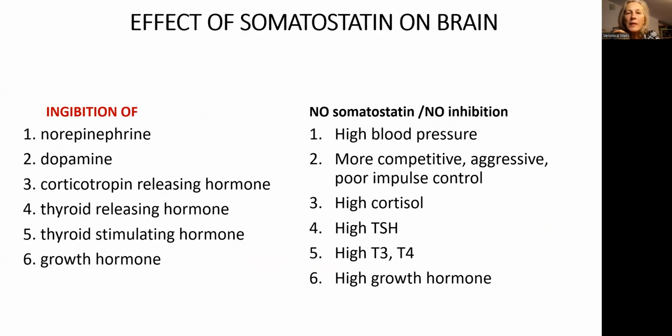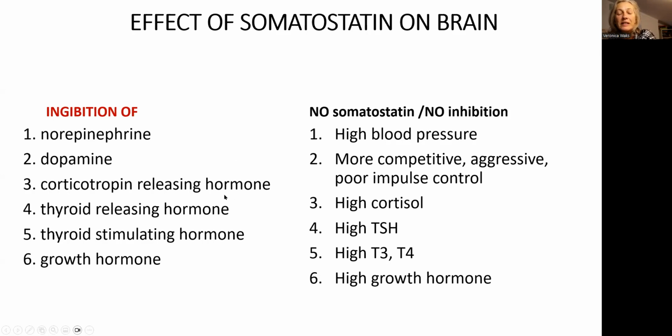What will happen when there is inflammation and neuroendocrine cells are gone or drastically diminished? Here on the left, you can see the effect of somatostatin under normal circumstances. It will inhibit production of norepinephrine, dopamine, corticotropin, thyroid-releasing hormone, thyroid-stimulating hormone, and growth hormone. When somatostatin is decreased, what will we have? Increased production of norepinephrine. Clinically, it will correlate with high blood pressure. More dopamine. What's the clinical correlation? More competitive behavior, aggressive behavior, poor impulse control.